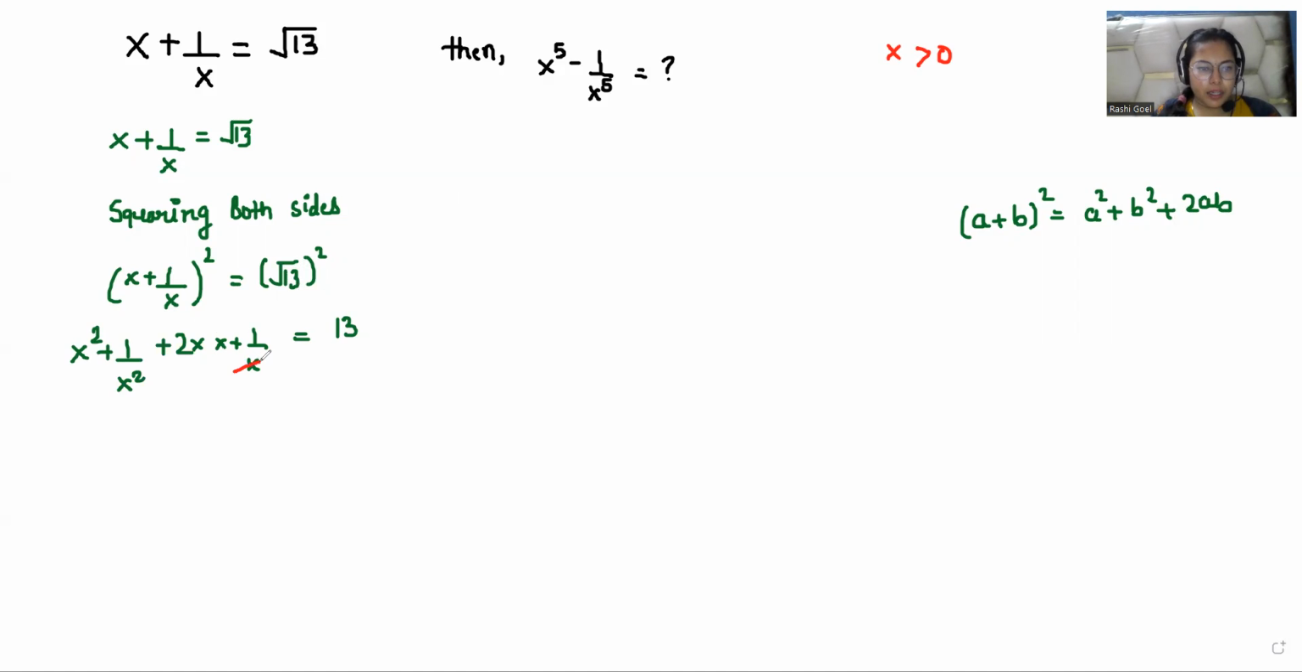Now I can eliminate this x with x. So what is left? x square plus 1 over x square plus 2 is equal to 13. Here plus 2 goes to the other side as minus 2. So the value of x square plus 1 over x square is 11.